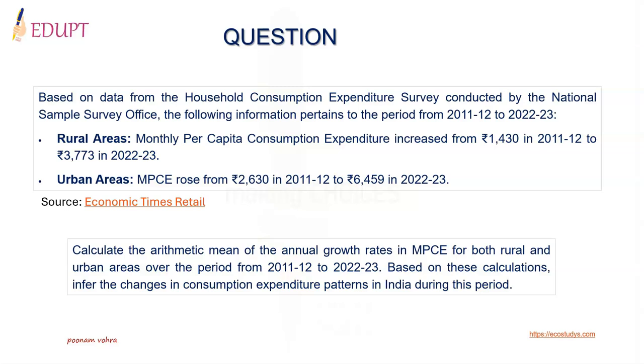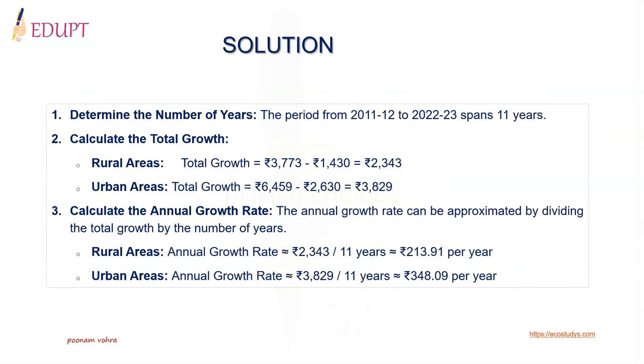Now the question to you is, you need to calculate the arithmetic mean of the annual growth rates in monthly per capita consumption expenditure for both rural and urban areas over a period from 2011-12 to 2022-23. Based on these calculations, infer the changes in consumption expenditure patterns in India during this period. Let's have a look at the solution and let's understand step by step.